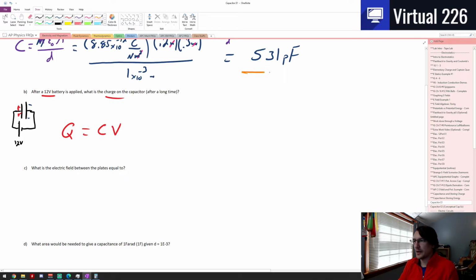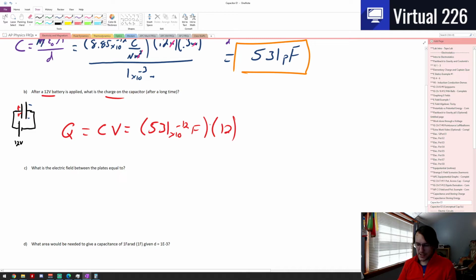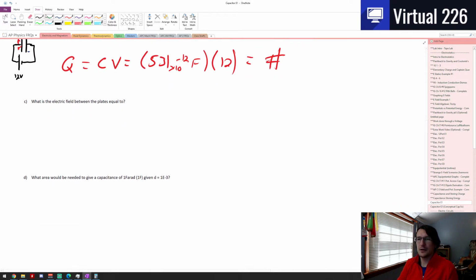We already know the capacitance of our capacitor. It is a geometric property. So this is just going to be the 531 picofarads, so times 10 to the minus 12 farads, multiplied by 12. And that gives us some number here. What number is that? It's like times 10 to the minus 11, maybe times 10 to the negative 10th. I don't know. This is a number. I don't want to find it right now. What matters is the setup. The rest of it is calculator. And calculators are the worst.